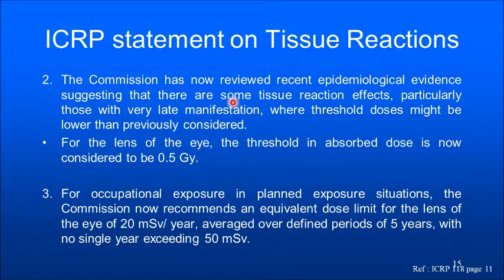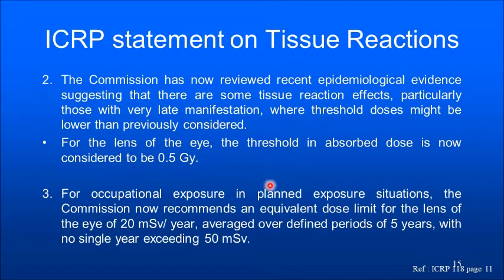The Commission has now reviewed recent epidemiological evidence suggesting that there are some tissue reaction effects, particularly those with very late manifestation, where threshold doses might be lower than previously thought. The threshold doses are much lower than what was originally thought. A typical example is the lens of the eye. The threshold in absorbed dose is now considered to be only 0.5 gray. Earlier we were talking about 2 gray. Now it is only 0.5 gray.